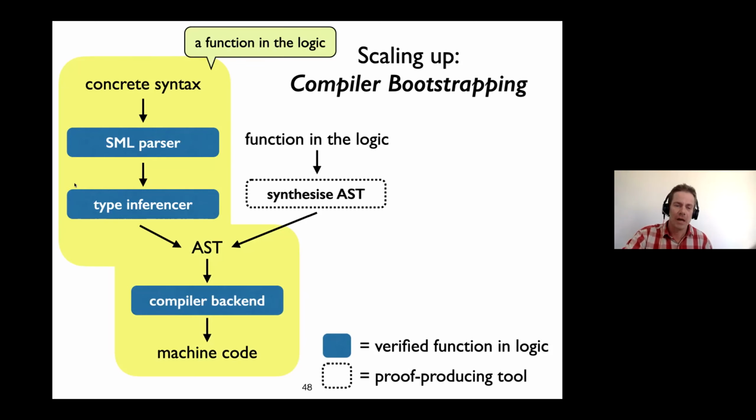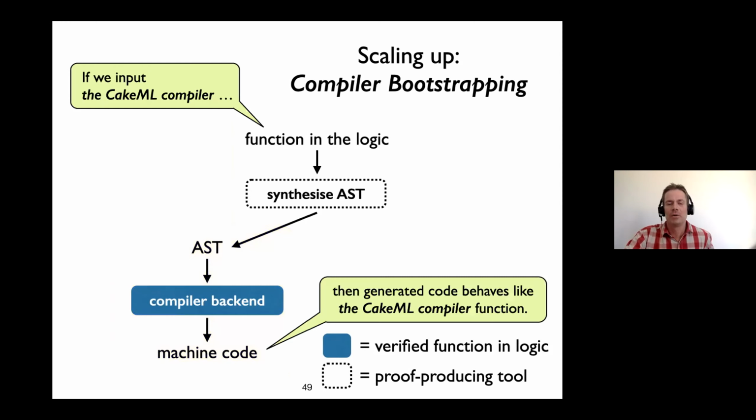So if you grab all of the yellow cloud and push it in there, then what you get is, if we input the CakeML compiler, we get out the generated code behaves like the CakeML compiler. So we have generated an implementation of the compiler itself using itself. So this is then called compiler bootstrapping.